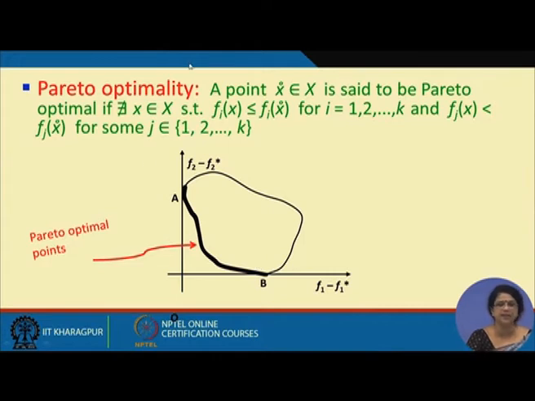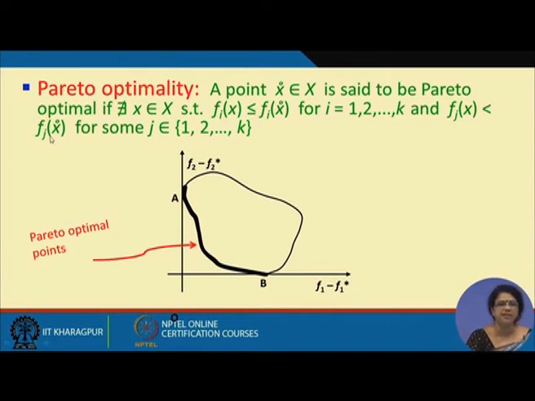That is why mathematically a point x naught is said to be Pareto optimal if there does not exist any other x such that fi(x) is less than or equal to fi(x naught) for i equal to 1 to k, and for at least one j between 1 and k, fj(x) is less than fj(x naught). It maintains the dominance structure between x and x naught of the same function.